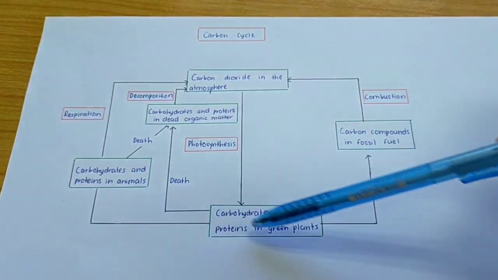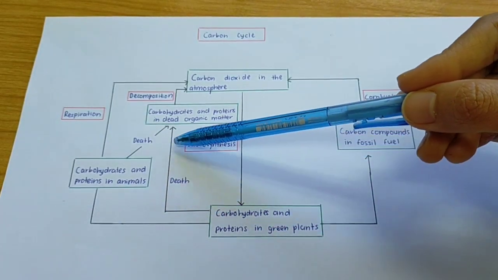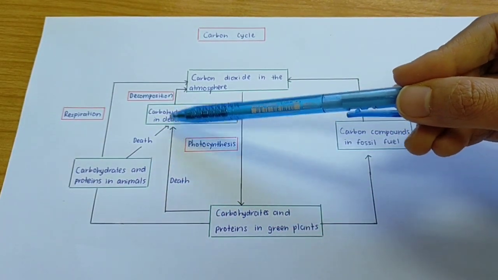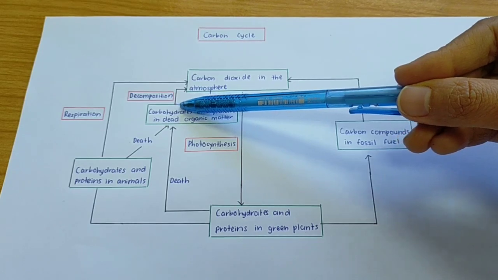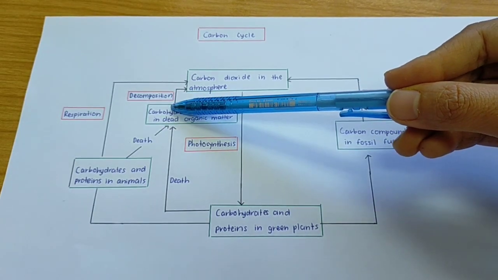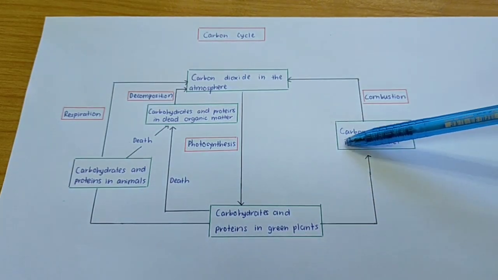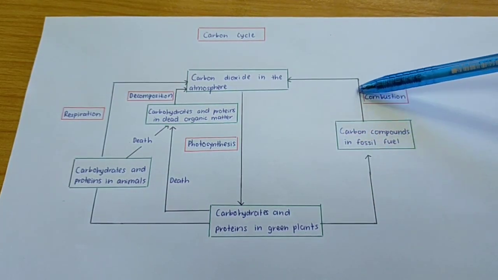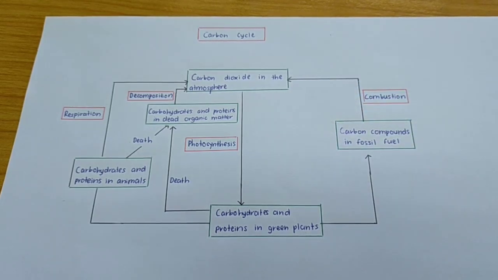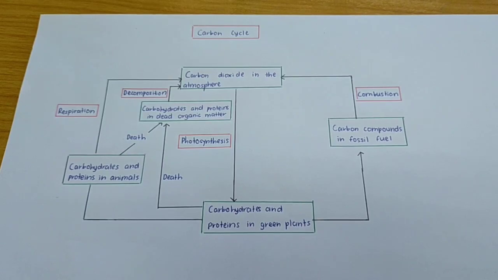Once animals and plants die, both of them will undergo decomposition by the decomposers. So this process also will release carbon dioxide to the atmosphere. Another one, fossil fuel can undergo combustion. So this also will release carbon dioxide into the atmosphere. So this is what we call the carbon cycle.